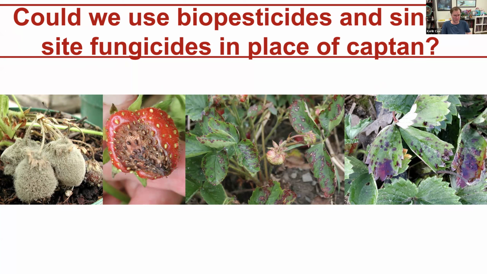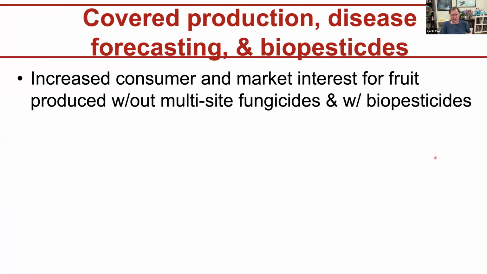And in our trials, we'll be looking at all kinds of things: gray mold, anthracnose, the common leaf spot, and leaf blights as well. And then we've already talked a lot about how there's a huge market interest in fruit produced without multi-site fungicides, no mancozeb, no copper, no Captan, and we want them with biopesticides.